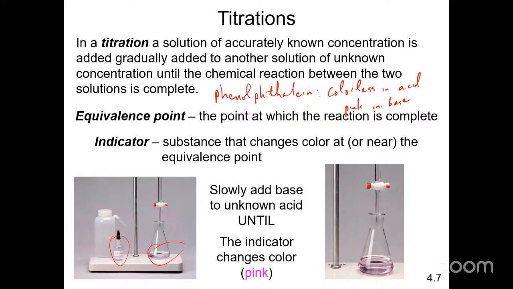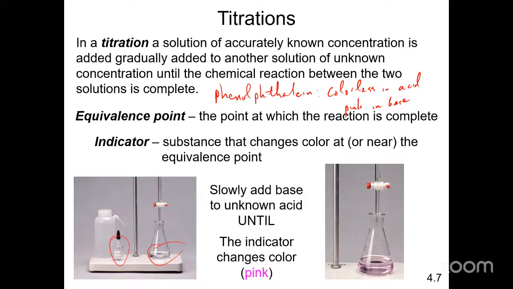The difference between the two will give you the volume of the base added, and then basically you can do your subsequent calculations of determining either the concentration of the base based on the concentration of the acid, or vice versa, depending on what your task is at that moment. All right, so that's just a brief overview of the titration process.